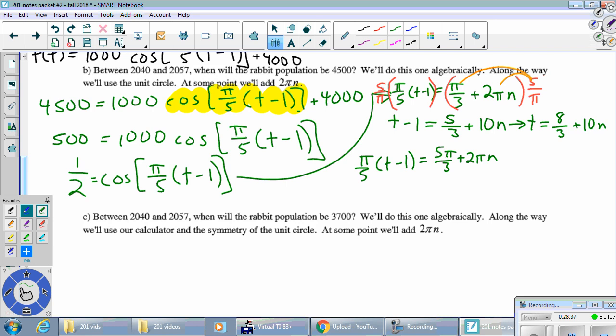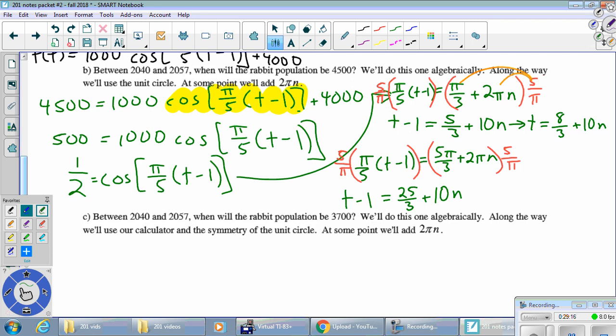Okay, same deal for the second equation. Multiply both sides by 5 over pi. And then the things cancel on the left, so we just get t minus 1 on the left. And on the right-hand side, lots of stuff cancels when I distribute. So the 5 times the 5 over pi times 5 pi over 3, the pi's cancel, and I get 25 over 3. Plus, the pi's cancel again, and we get the same 10n.